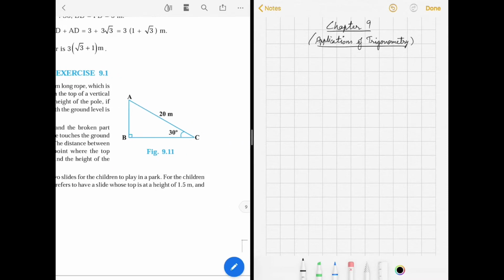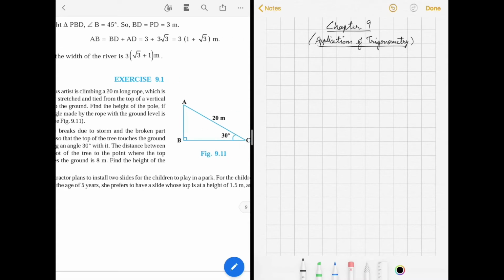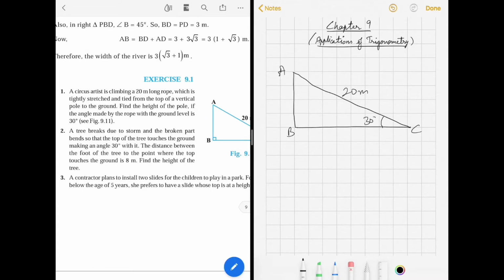So the diagram is already given to us. In this, the circus artist is climbing the 20-meter long rope. So this means in my diagram AC is the rope which is tightly stretched, and the angle made by this rope is 30 degrees. The question asked is, what is the height of this pole? This is the pole. I'll suppose AB is the pole. Let AB be equal to H meters. So I know in this triangle angle B is 90 degrees.